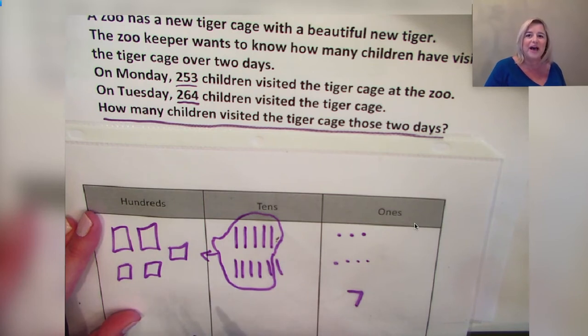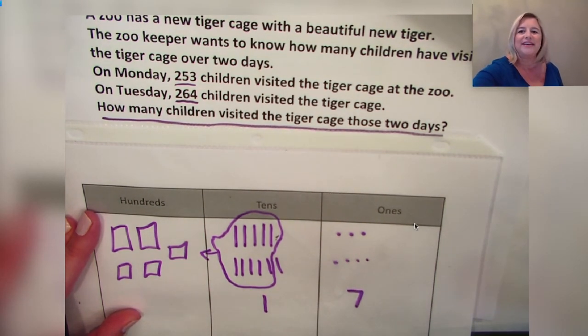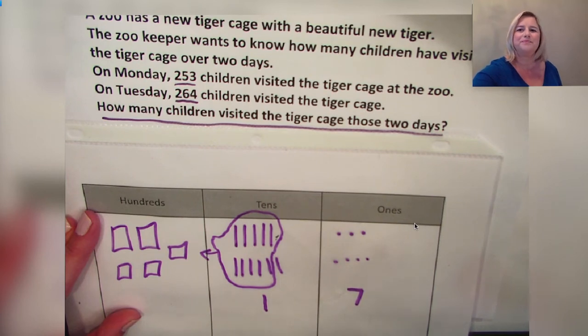Great job. I will show the 10 rod under the tens column. And I will write the 10. I want you to write the 10 as well. Very good. Now, will you add the number 1 to your chart? Thank you. Now, let's look at this.